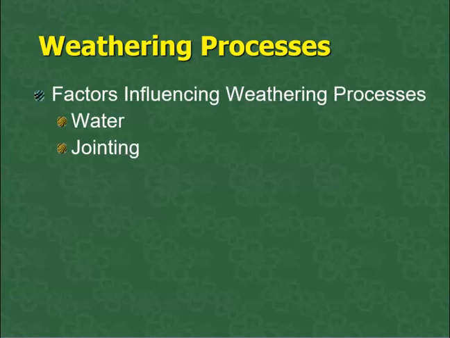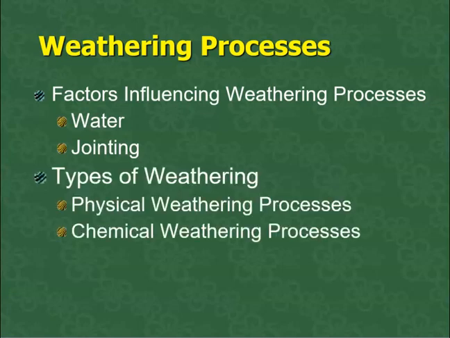So the weathering processes. When we're looking at weathering processes, the breaking down of the rock, there are two factors that are going to have the most influence. One is the presence of water. So the drier it is, the less weathering takes place. The moister it is, the more weathering takes place. And also, how solid is that rock? Are there fractures in that rock that allow the water to get in?